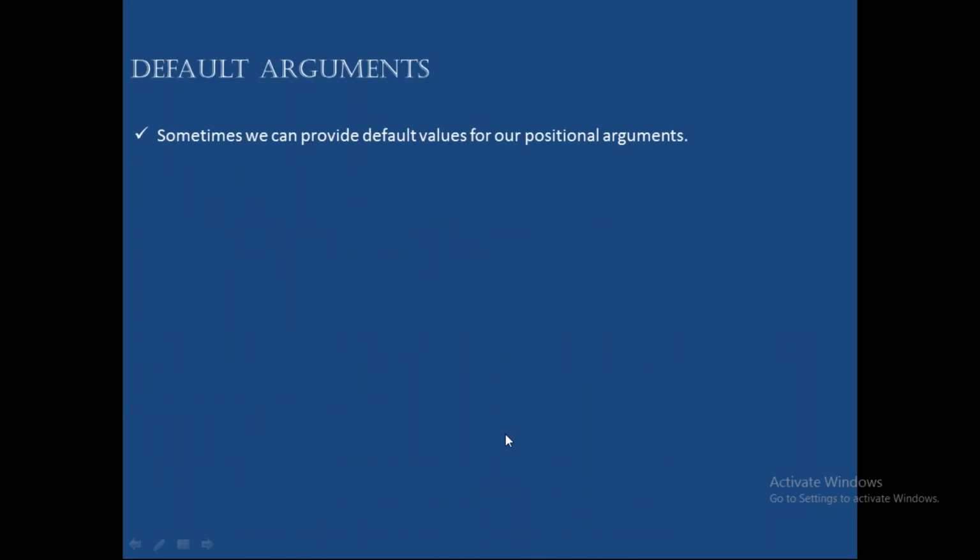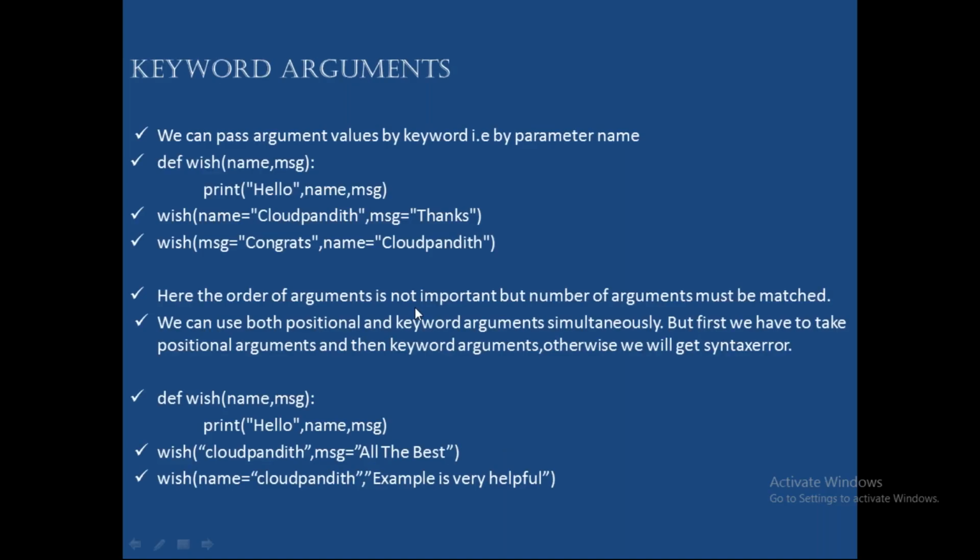Next, default arguments. Sometimes we can provide default values for our positional arguments. So my question to all of you is, can I simply say wish, open parenthesis, closed parenthesis, without passing any value? Will it throw any error? Will it work properly? What will happen? It may work.